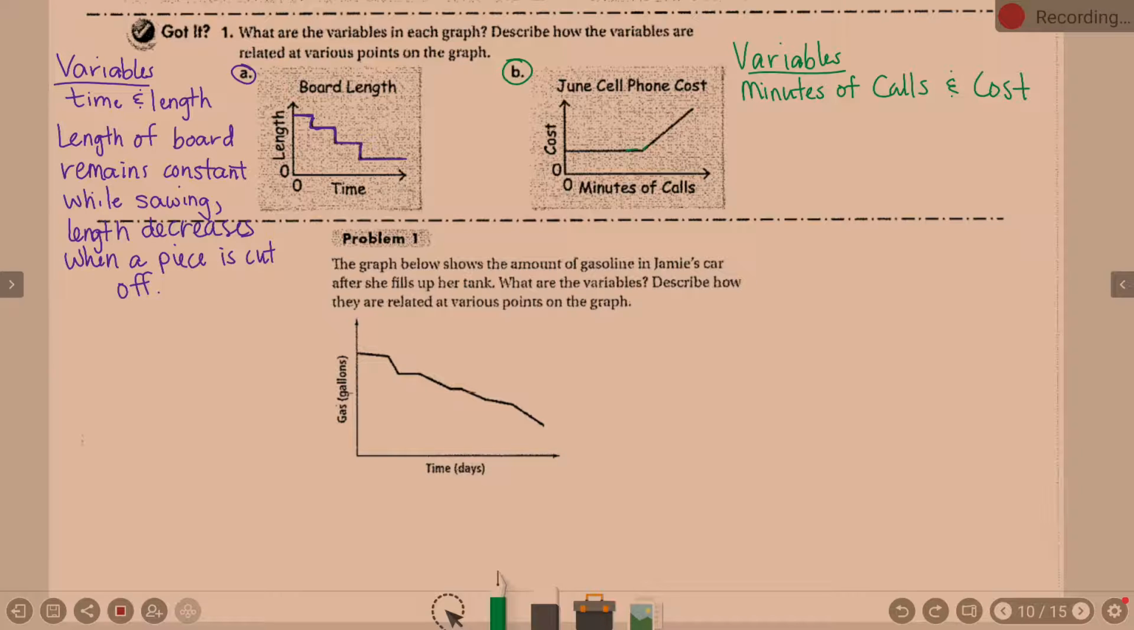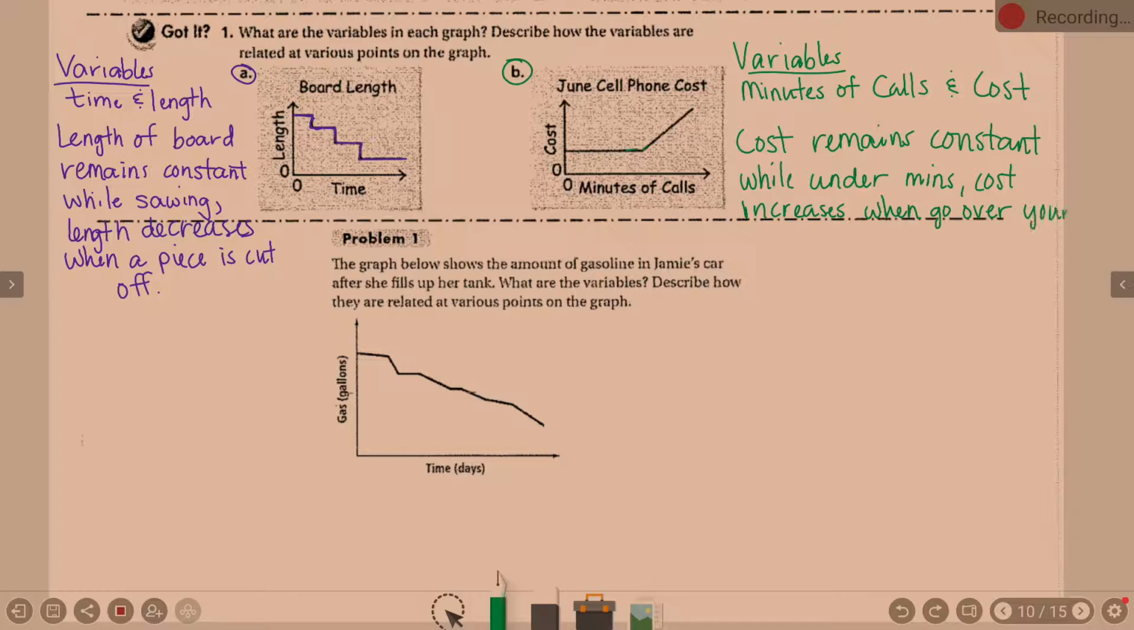So I'm going to write here, and I don't know if you guys are writing this down. I would encourage you to. Cost remains constant while under minutes, and then I'm going to say cost increases when you go over your minutes.